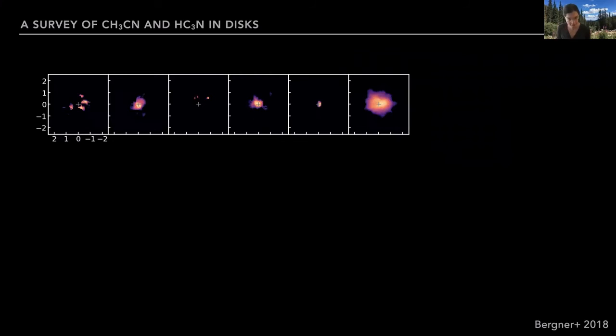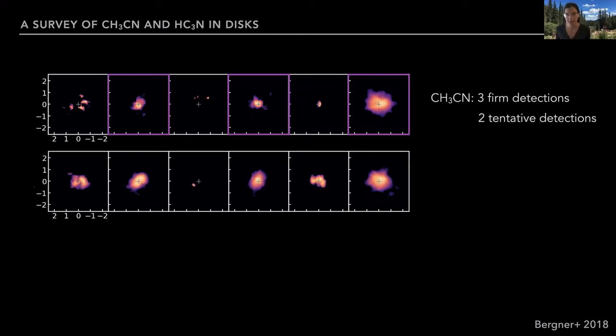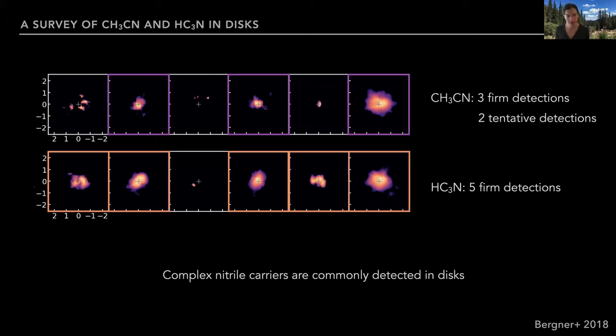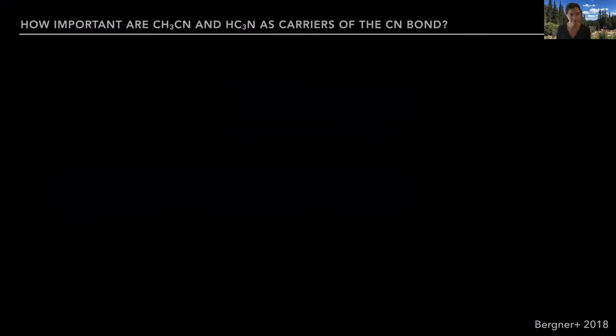Jumping straight into it, we detected methyl cyanide firmly in 5 of the 6 disks in our sample. Additionally, we had 2 more tentative detections here and here. We detected cyanoacetylene firmly in 5 of the 6 disks in our sample. And so this is showing us that now that we actually have the sensitivity to go looking for these complex molecules in disks, we're finding that they're fairly common.